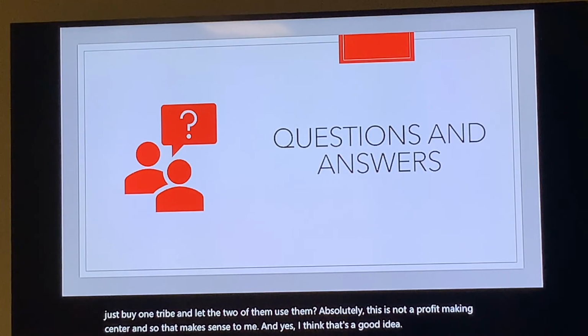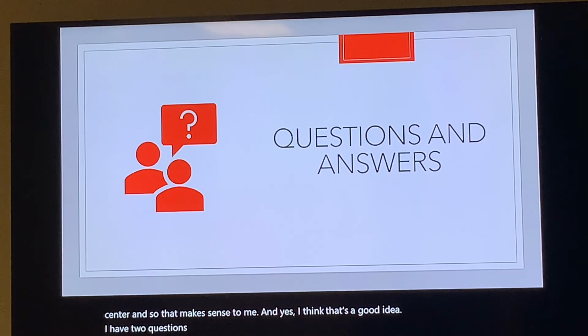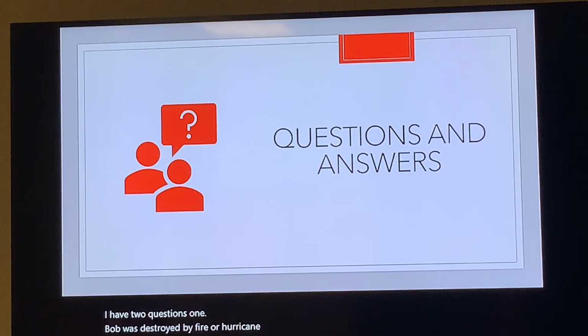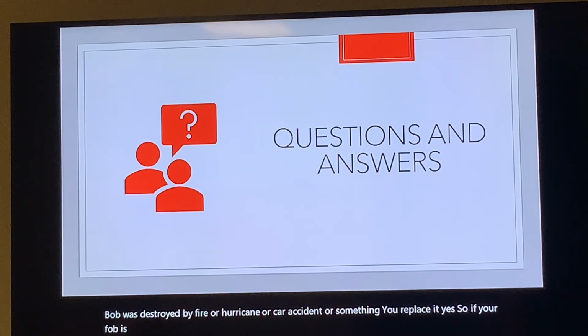Brent, I have two questions. One, if our fob is destroyed by a fire or hurricane or car accident or something, do you replace it? Yes. So if your fob is damaged, you step on it, you drive over it, you slam it in the door, and it cracks, come down, we'll give you a new one.